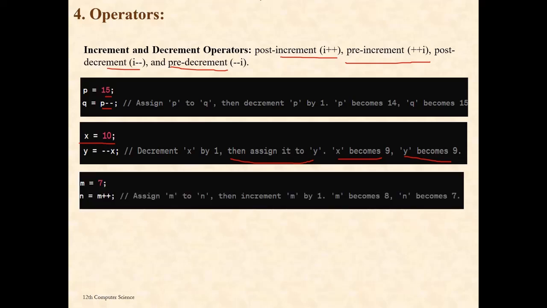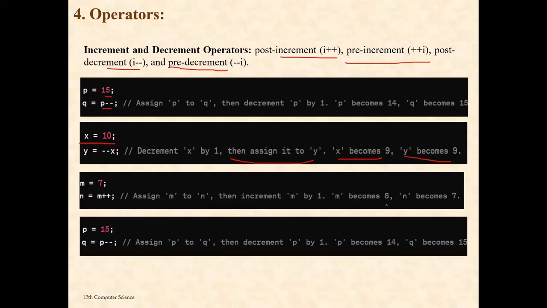Then m is equal to 7. Now is it post or pre? Post increment. First assign m to n. m will be 7 and then n will be 8. Similarly, it is post decrement. So first assign p to q, and then decrement p by 1. So p becomes 14 and q becomes 15.